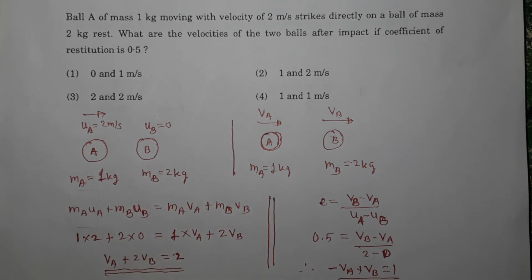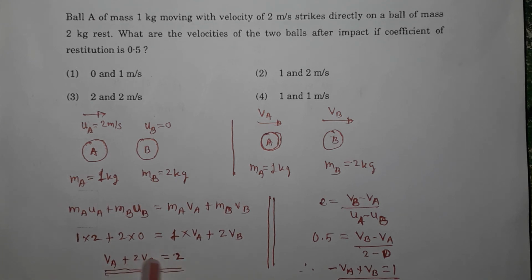And if I substitute all these values, mass of A is 1, initial velocity of ball A before impact is 2, so 1 into 2. Mass of B is 2, velocity before impact for ball B is 0, and velocity after impact is VA, VB. I have substituted the masses also. Now after solving this, I am getting a relation VA plus 2 VB is equal to 2. So let it be the first relation.